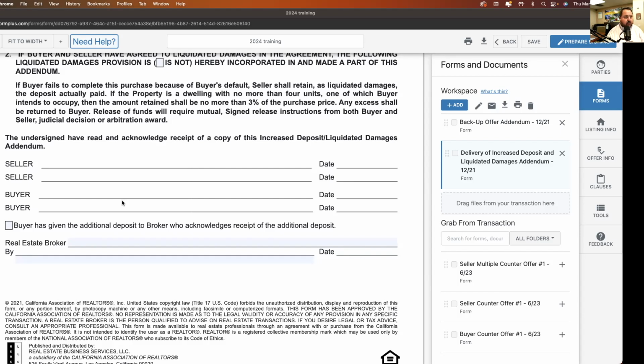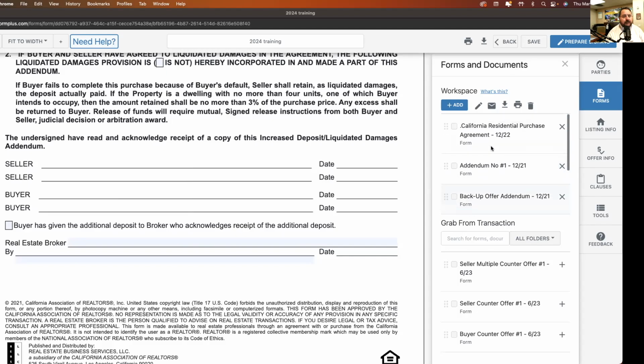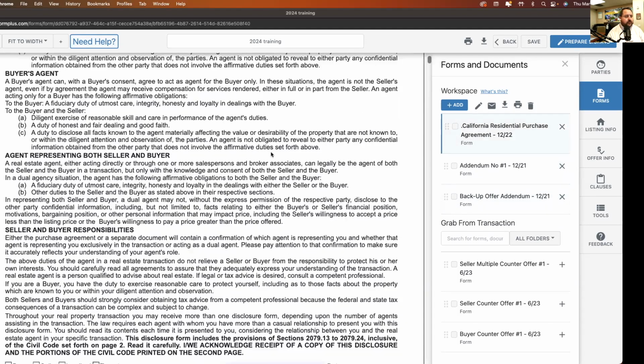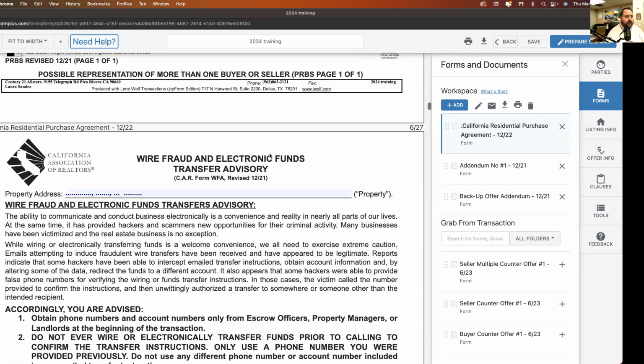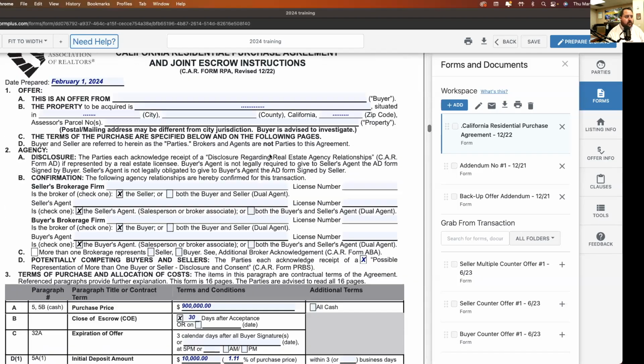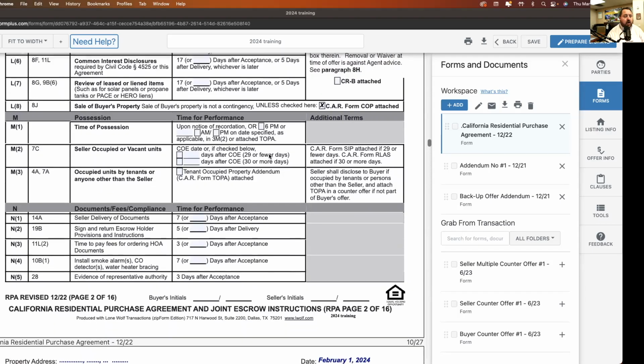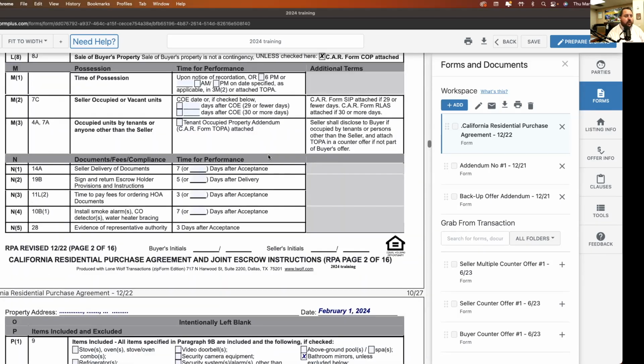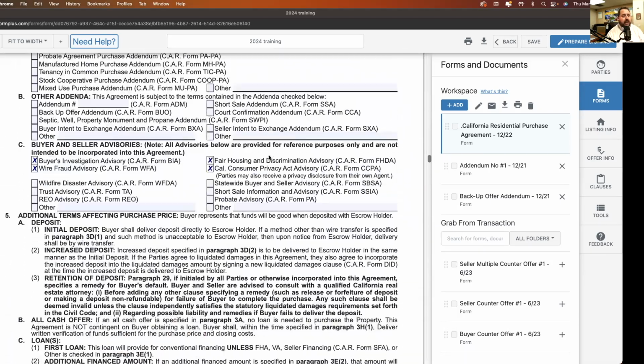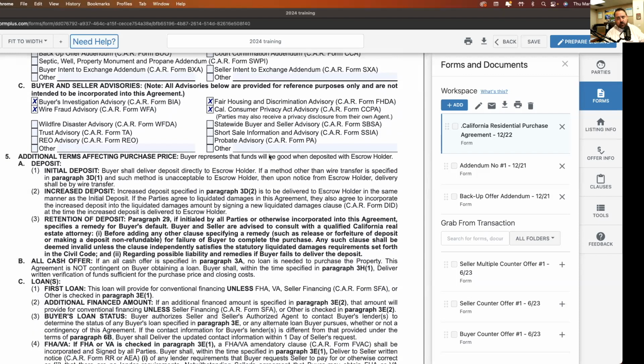Go ahead, Charlie. You had your hand up. Hey, Kyle. So that $20,000 would be at risk if you cancel, or would it just be the $10,000? No, let's see, all of it. The $20,000 would be subject to the liquidated damages, just like the total amount would be.